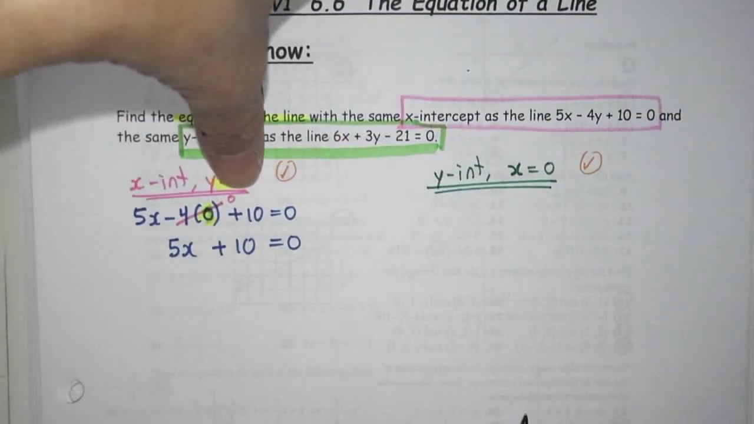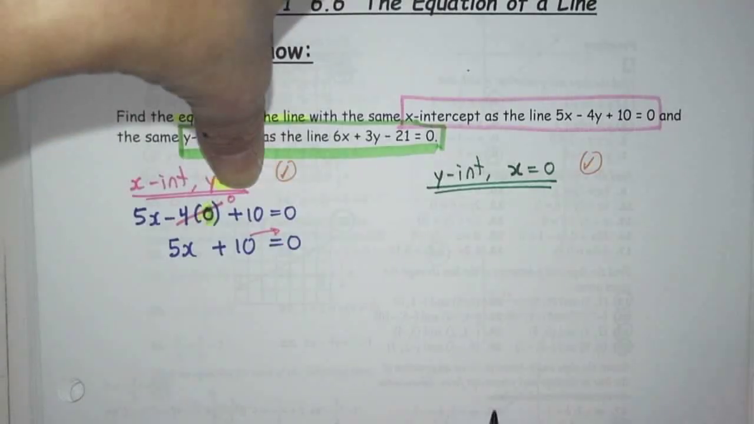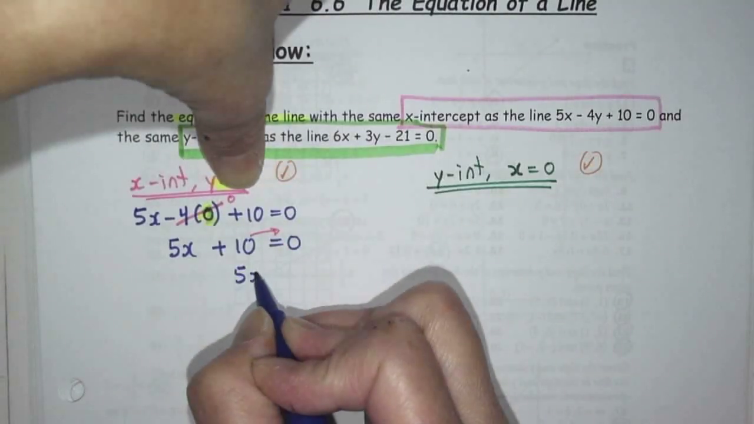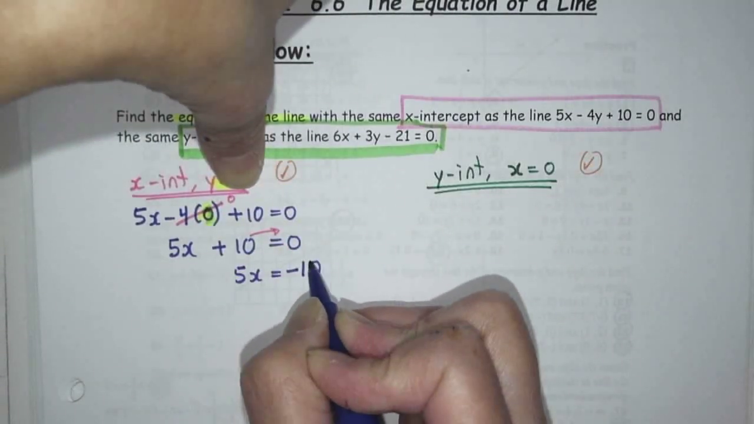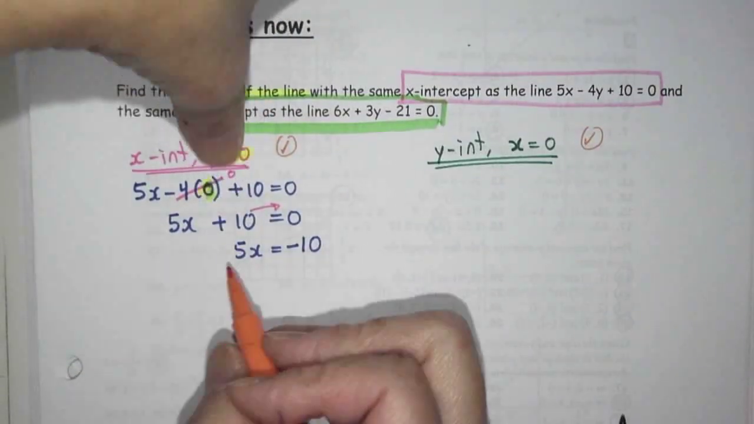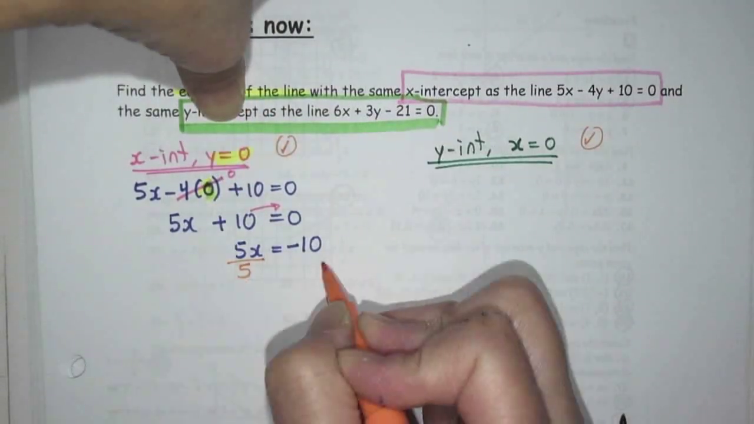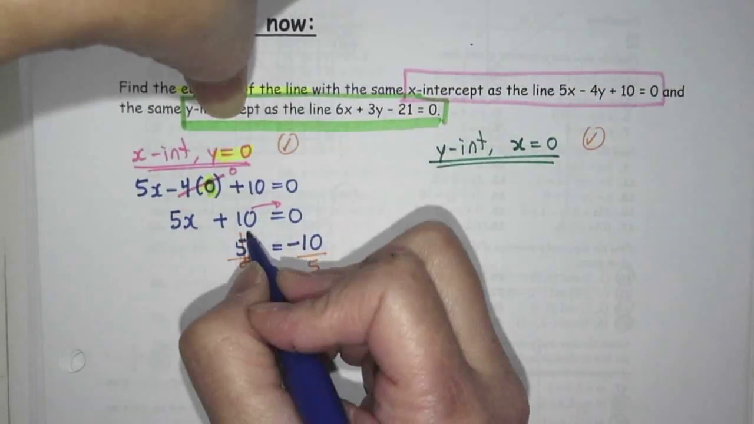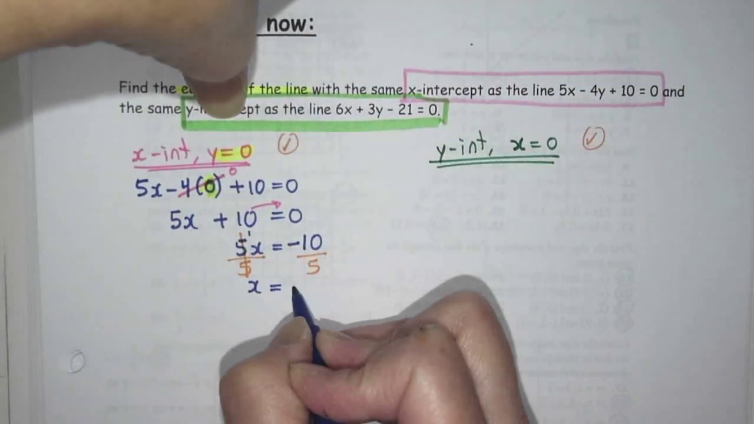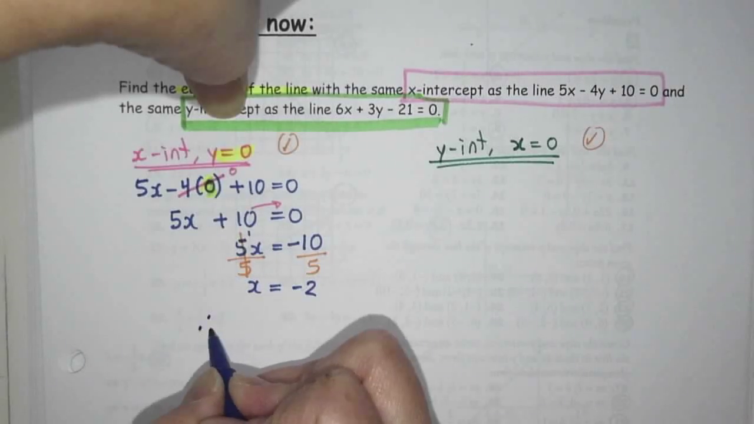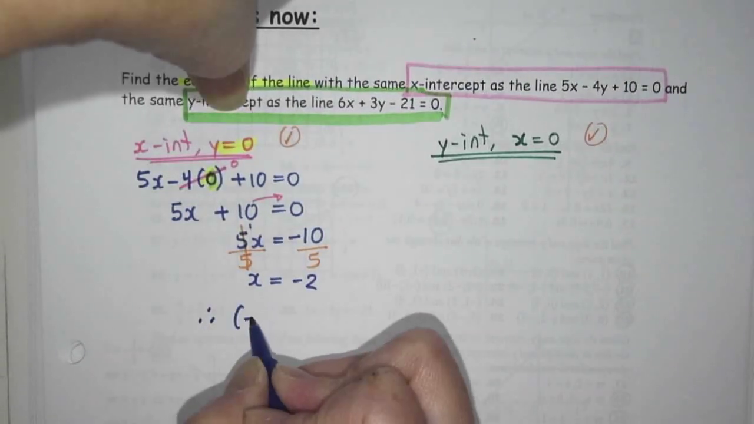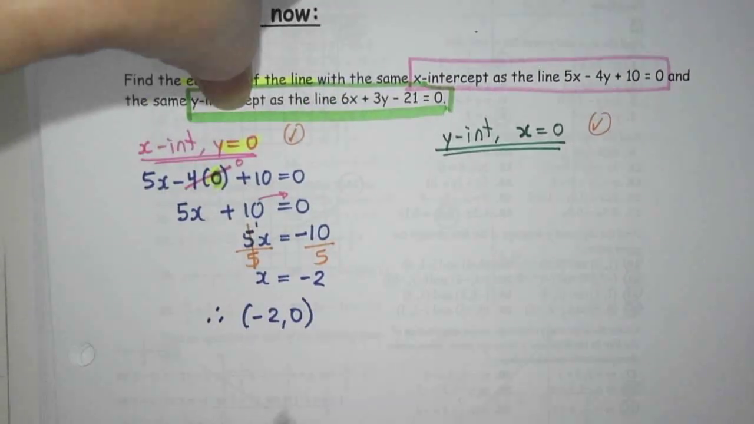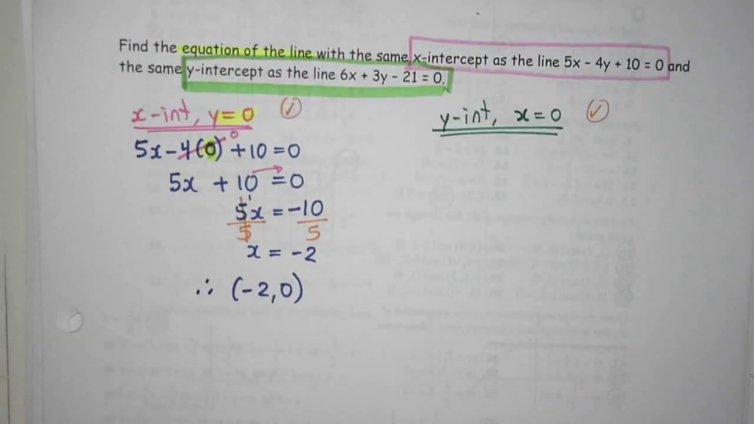To solve, you want to bring the 10 over there. So we're going to get 5x equals negative 10. When you want to solve for this variable, you divide by whatever's in front, on both sides. Cancel that out to be 1, and that's x equals negative 2. Right away, I do a concluding: negative 2, 0. I know that's a coordinate. That's one coordinate.